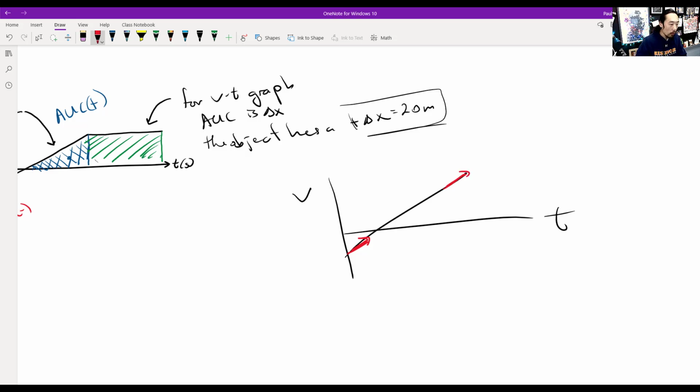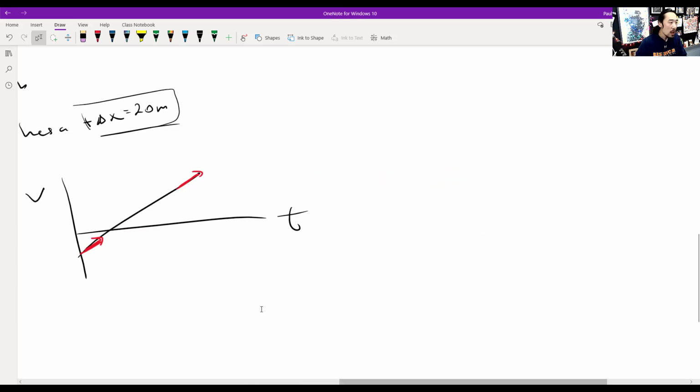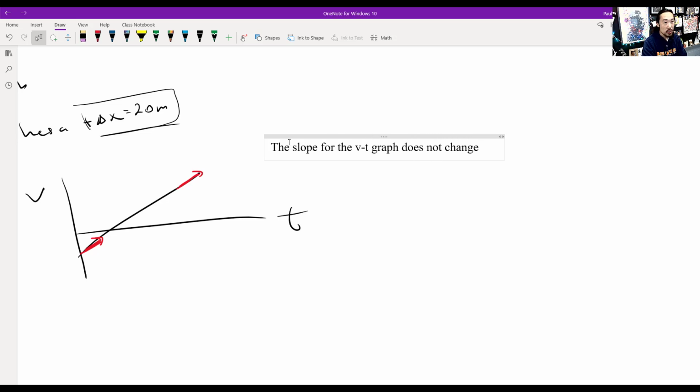Okay, so one thing that I know is that the slope for a velocity time graph represents acceleration, and it looks like the slope does not change. So I'm going to write that down. The slope for the velocity time graph does not change. Okay, and now is a great time for us to use our therefore statement, right? So imagine my triangle dots. Therefore, the acceleration is constant. All right, and we know that because the slope for a velocity time graph represents acceleration.